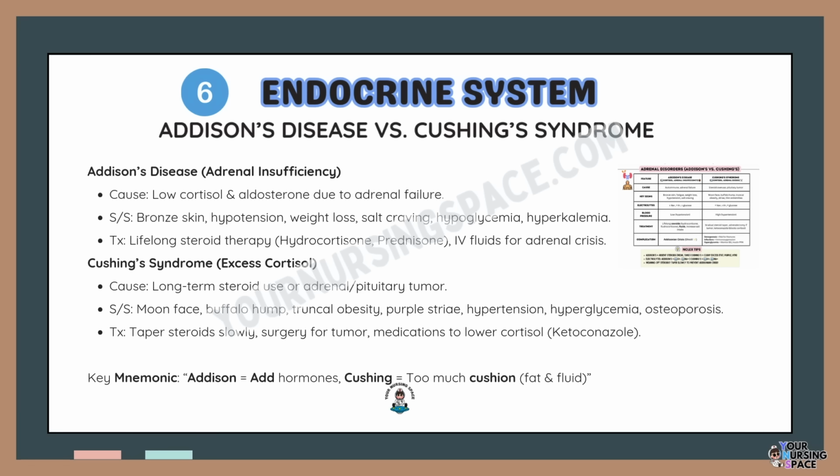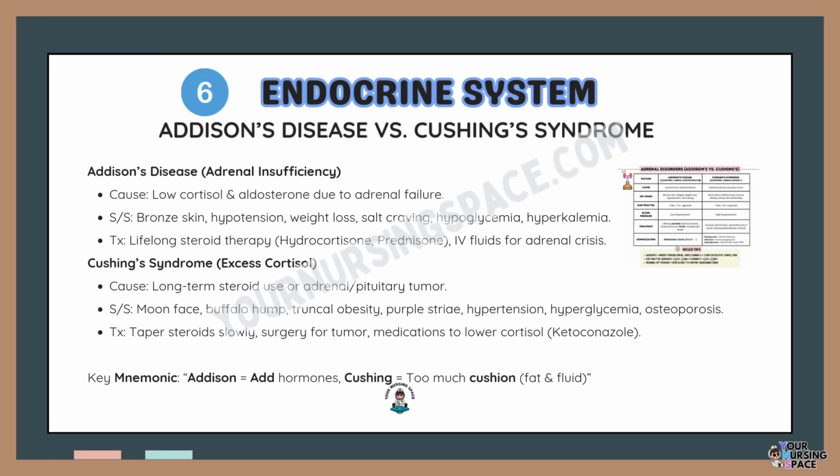Now let's flip it and talk about Cushing's syndrome, which is the opposite of Addison's. It's caused by too much cortisol. This can happen due to long-term steroid use or an adrenal tumor. Patients with Cushing's syndrome have a round moon face, a buffalo hump, truncal obesity, purple striae, osteoporosis, and high blood sugar. They're also at risk for hypertension, infections, and slow wound healing.